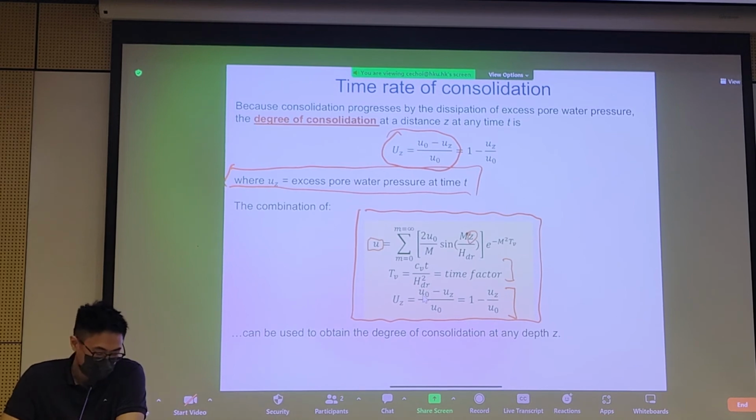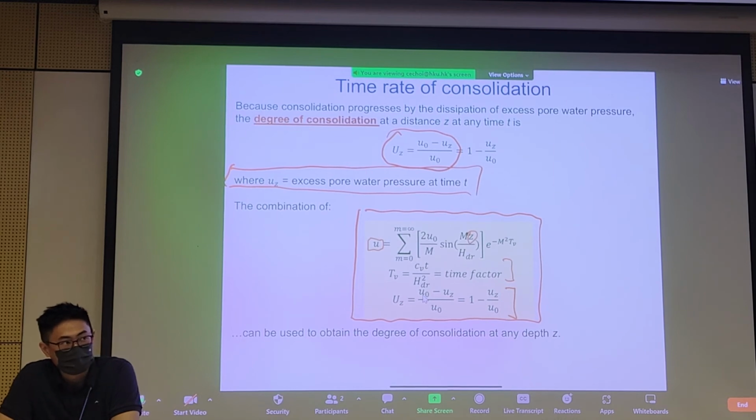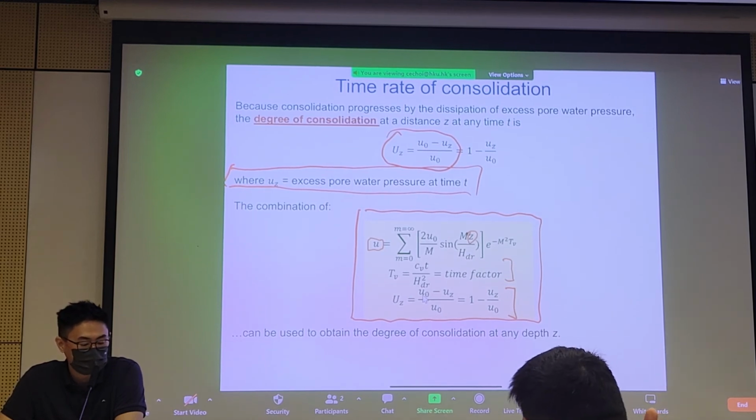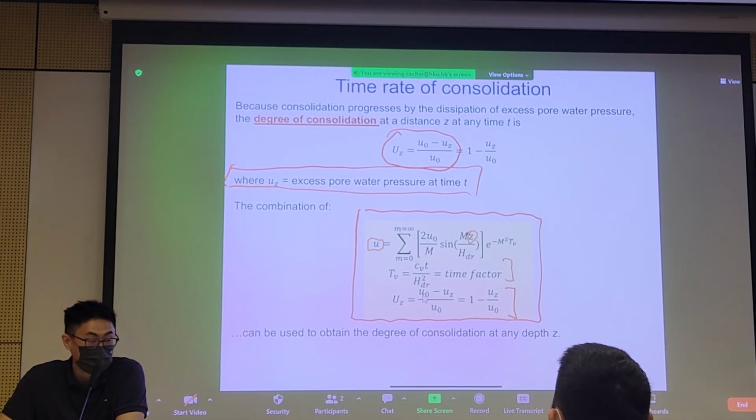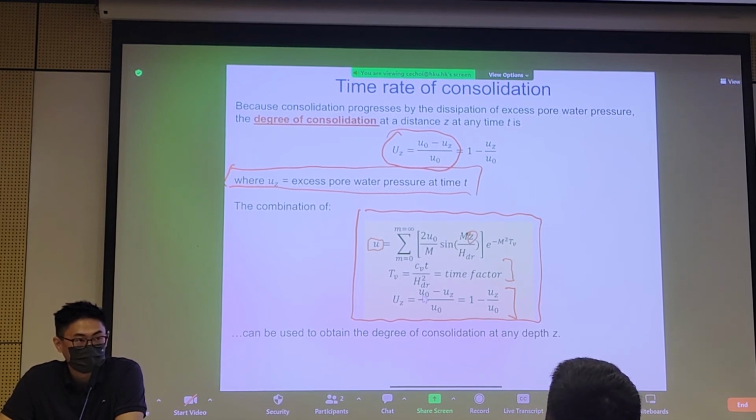So, what's wrong with this though? Well, are we really interested in the degree of consolidation at each depth? Not necessarily. When someone asks you, how much longer until we're finished consolidation? You're not going to say, well, at 4 meters, it'll take 1 hour. At 3 meters, it'll take 2.5 hours, right? No, you just want an average value.